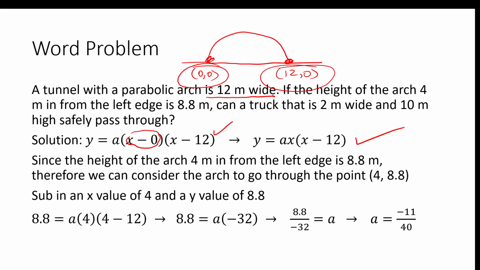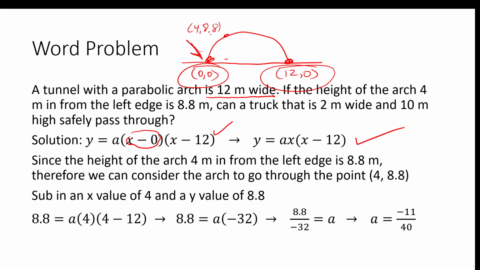Well, let's see if we can find out what the value of a is. Well, we see that if we go 4 meters in from the left edge, so this is the left edge here, and we go 4 meters in from there, the height of the bridge is 8.8 meters.